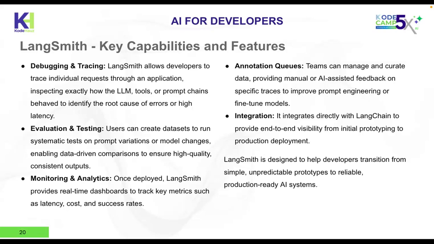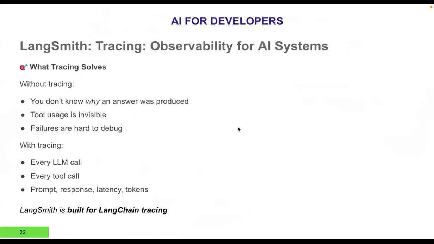So once you have done all your stuff in LangChain, from the initial prototyping, and you deploy, Langsmith takes over and allows you to view how your application is performing. Langsmith is designed to help developers transition from simple, unpredictable prototypes that you just did to reliable, production-ready AI systems.